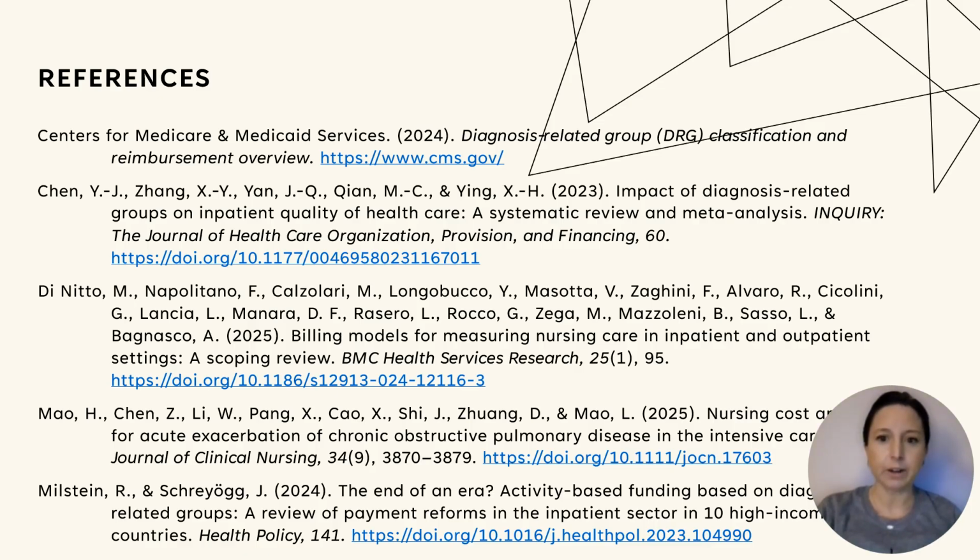All right, and then here are my references that I can share with you. In addition to the 4 articles that I chose for this project, I also included at the very top the Centers for Medicare and Medicaid Services, the specific link that talks about the creation of the diagnosis-related groups as well.